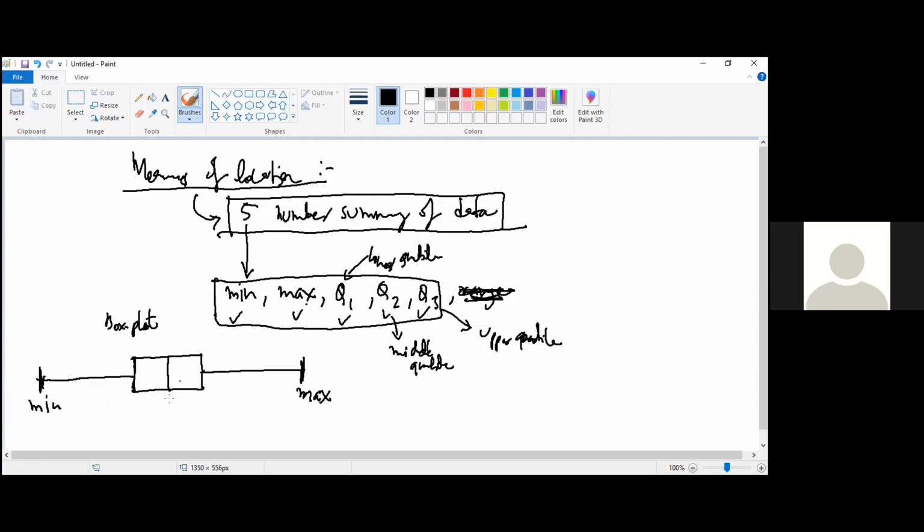Minimum, maximum. Here is your median, the middle value, which is also called the Q2, the middle quartile or the median. Here lies the lower quartile, that is Q1. And here is your upper quartile. This is the location. These vertical lines are the locations.